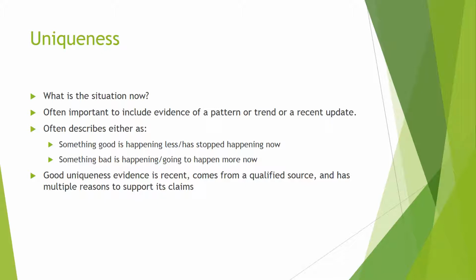This is usually described as something good happening less, or having completely stopped now, or something bad that is going to happen or going to increase in frequency. Good uniqueness evidence is recent, comes from a qualified source, and has multiple reasons to support its claim.